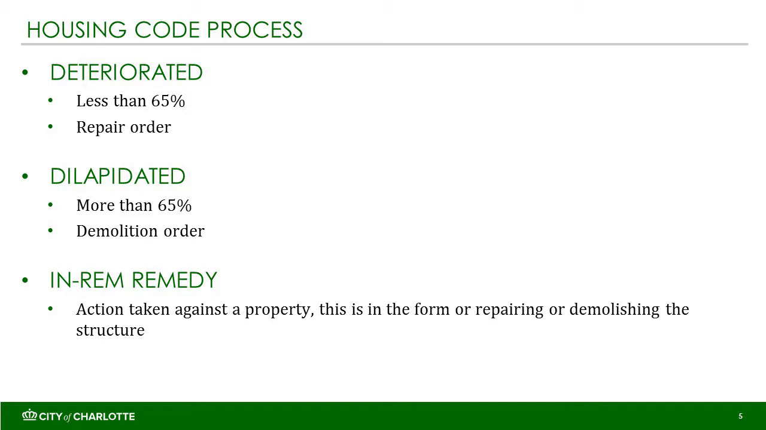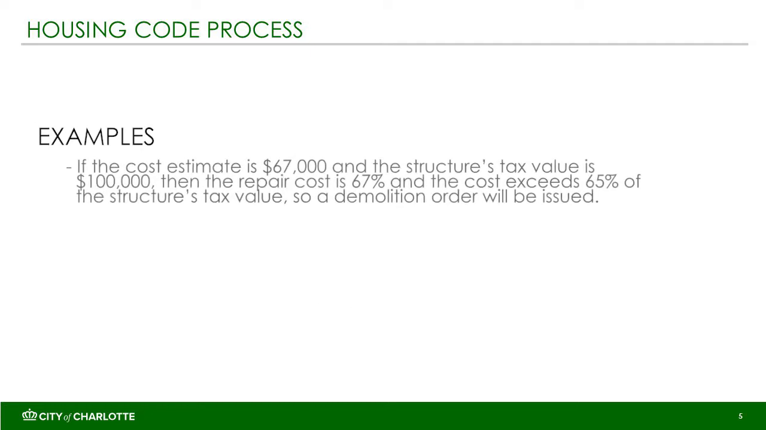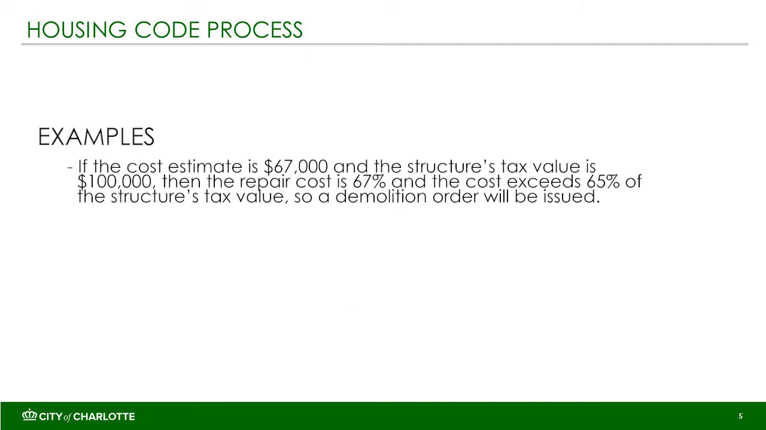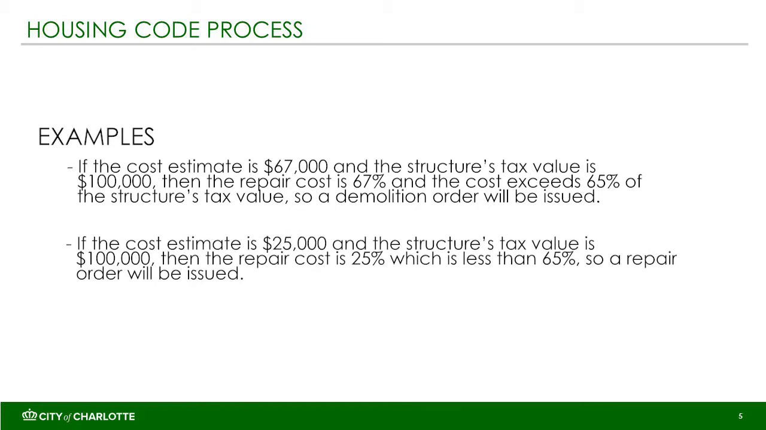demolition order is issued. For example, if the cost estimate is $67,000 and the structure's tax value is $100,000, then the repair cost is 67% and the cost exceeds 65% of the structure's tax value, so a demolition order is issued. Another example, if the cost estimate is $25,000 and the structure's tax value is $100,000, the repair cost is 25%, which is less than 65%, so a repair order is issued.